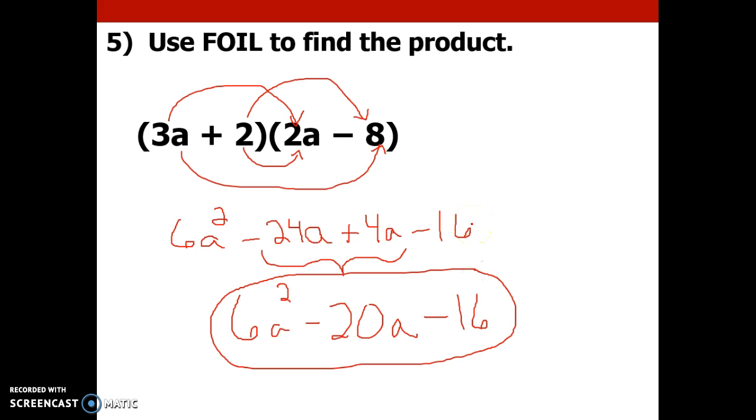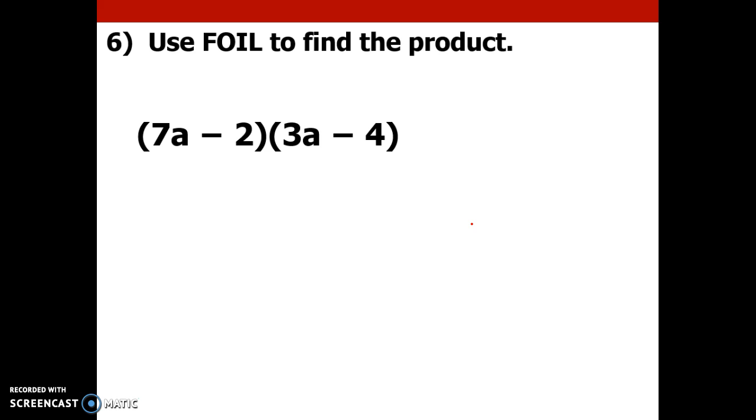Okay, that is using FOIL to find the product of binomials. First, outer, inner, last. Multiply the first terms, the outer terms, the inner terms, and then the last terms. That is what makes sure that we distribute everything correctly when we're multiplying two binomials together. All right, this is where you guys are going to try one. Go ahead and write this down on your paper or look at this one and then multiply these together. Once you're finished, you can unpause the video, check to see what I got, and check it with what you did.